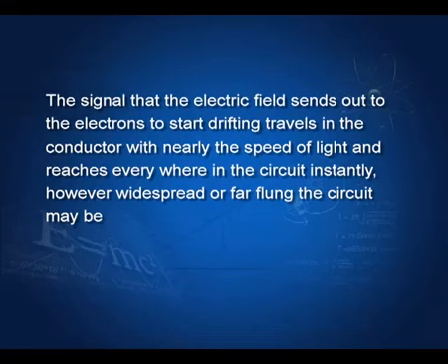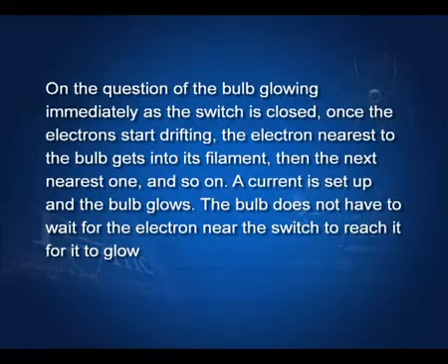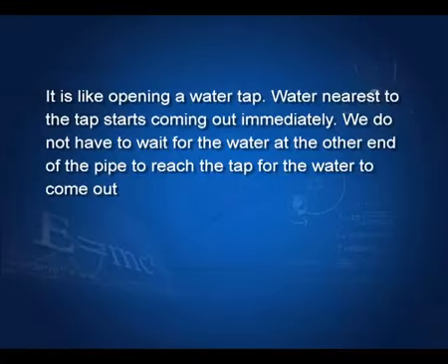And we have the bulb glowing. You are often asked why the bulb glows immediately. The electrons do reach, but one electron is not sufficient to make the bulb glow. So, what happens is this: once the electrons start drifting, the electrons nearest to the bulb get into its filament, then the next nearest and so on. So, each one starts drifting to the bulb, and when a sufficient number reaches, the bulb starts glowing. It is like opening a water tap.